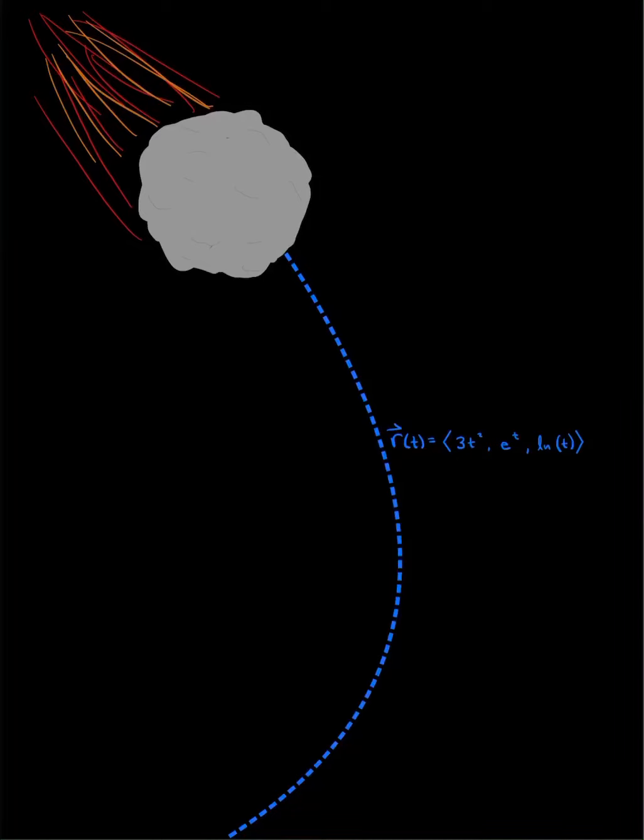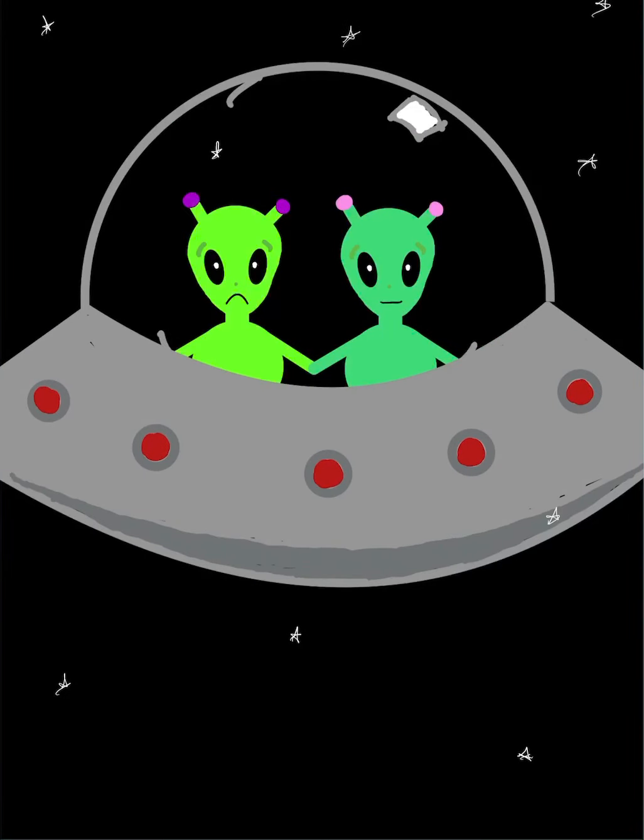Their leader has already found the position vector of the asteroid, which is r equals 3t squared, e to the t, natural log of t. But before she is able to tell them the velocity vector, they lost radio signal. Zeeble becomes terrified by the thought of getting hit by the asteroid. Without knowing the velocity vector of the asteroid, how will they be able to destroy it with the laser?